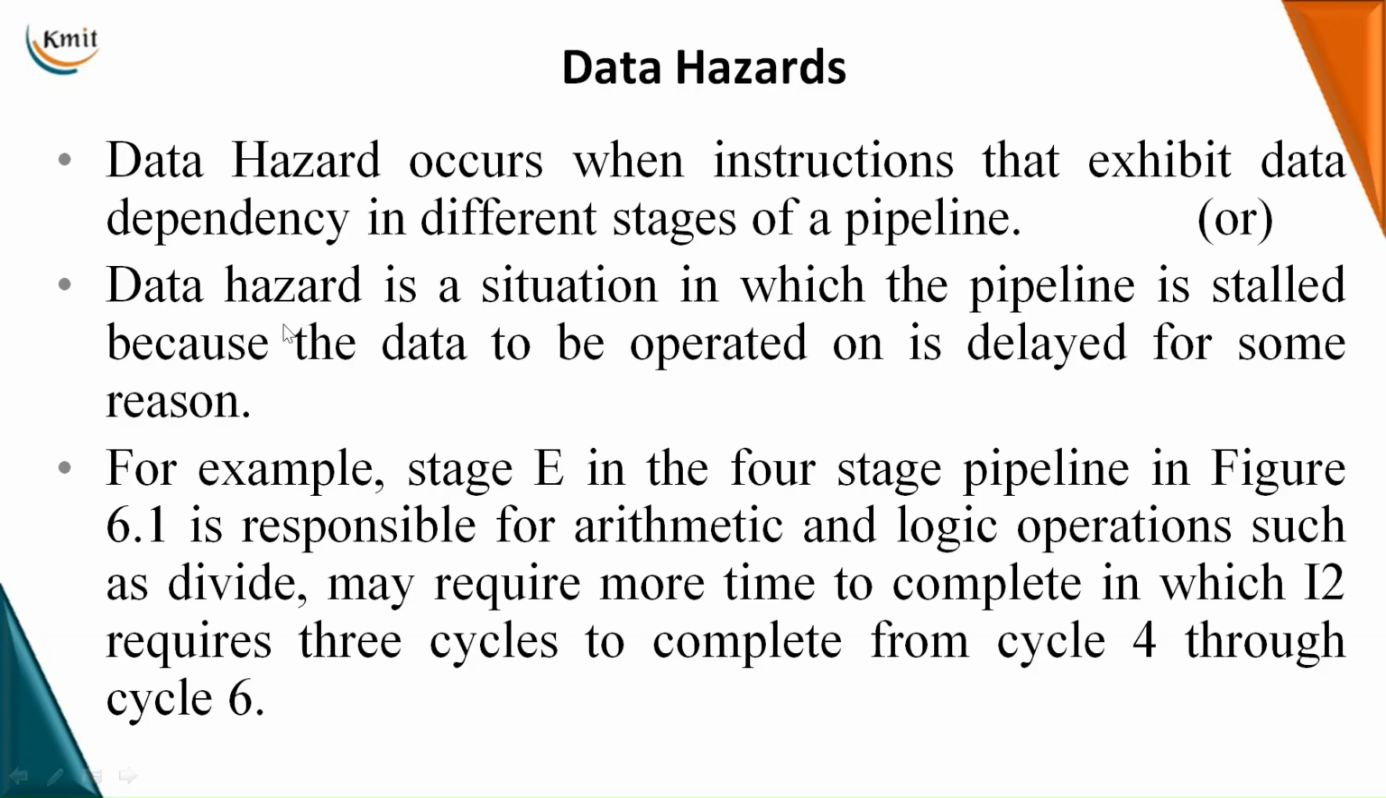So, the data which is requested by a particular instruction is not available at the particular point of time when it needs to be executed, because of some situation. It might be because of any reason, but it is not available at the time expected in the pipeline. We call it a data hazard situation.